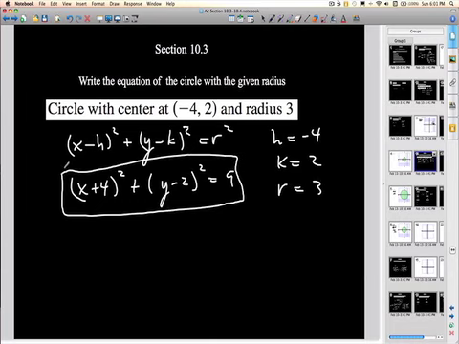Okay, so circles, again, are probably the easiest to graph. And from here, we'll move on to work with ellipses.